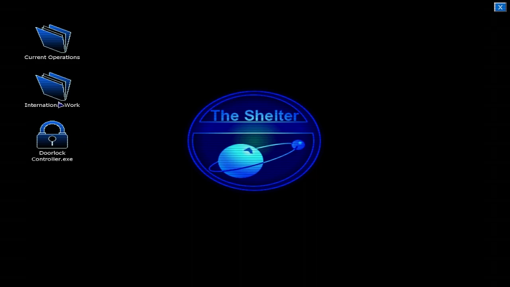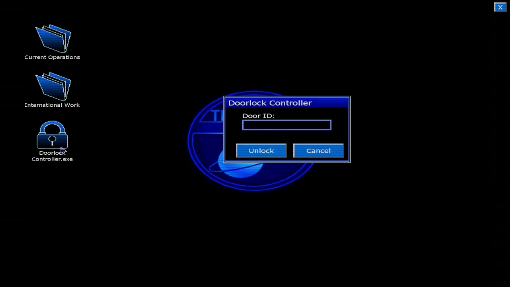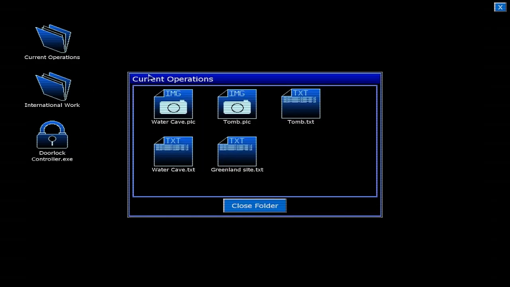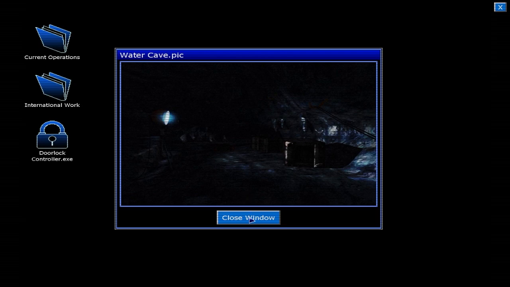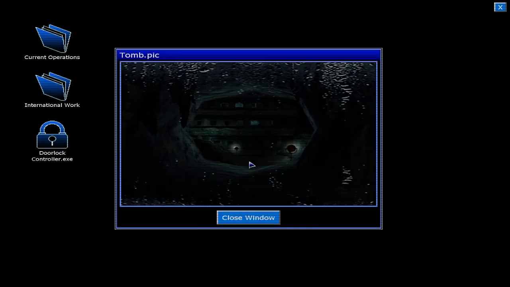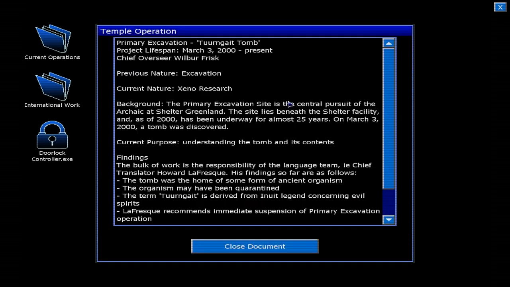Okay, wow, we got a lot of stuff, don't we? When we're playing Lethal Company, when I can justify buying it. Water cave. Okay. Tomb. Oh, whoa, look at that. Tomb.txt, here we go. Okay, excavation, Xeno research.